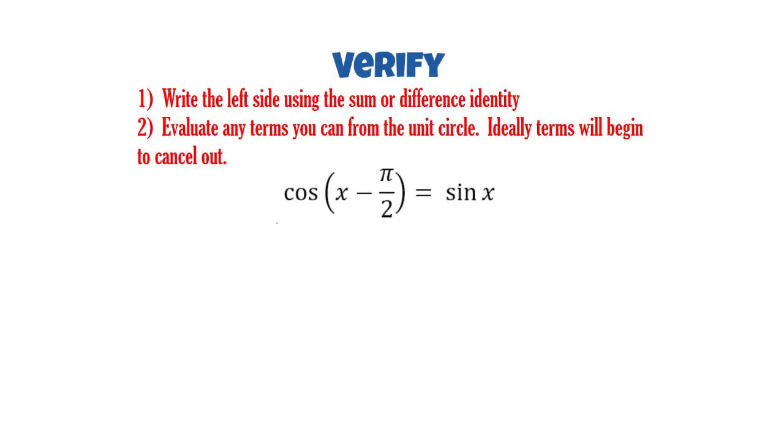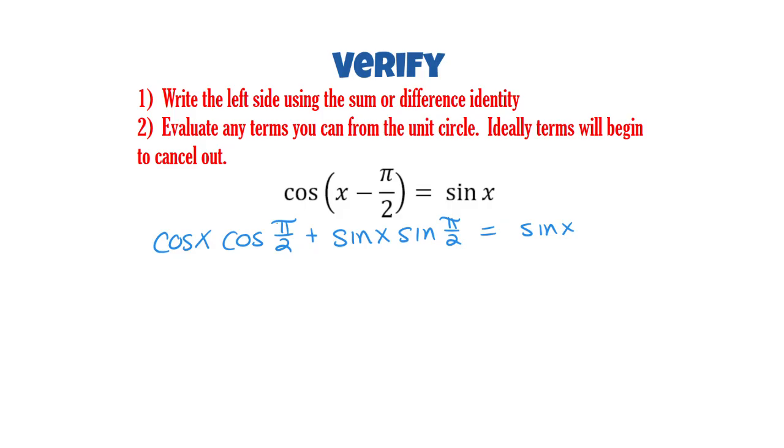Okay, so I'm going to do the cosine identity with this. So the cosine identity says to take the cosine of the first times cosine of the second. Then you change your sign, so this will be a plus. Now do sine of the first, sine of the second. And somehow or the other, that's supposed to equal sine x. Now remember, you're verifying, so I got to see all the steps. None of this is mental math. This is all showing me step by step how it plays out.